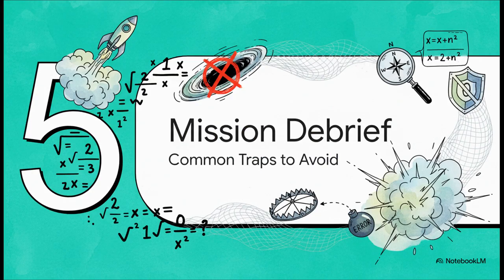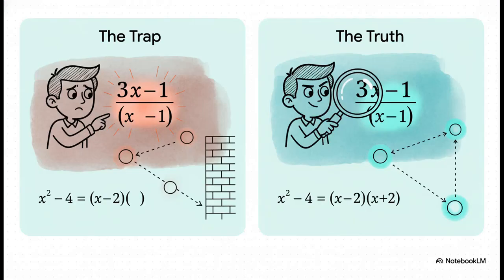Okay, mission accomplished on those examples. So let's have a quick debrief. Knowing the plan is one thing, but knowing how to avoid the common traps, that's just as important for success. These are the two biggest mistakes I see people make all the time. The first trap, getting distracted by what's happening in the numerator. The truth is, the domain is only, and I mean only, about what's happening in the denominator.